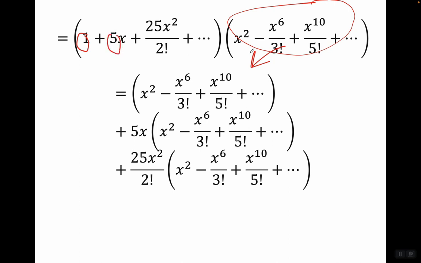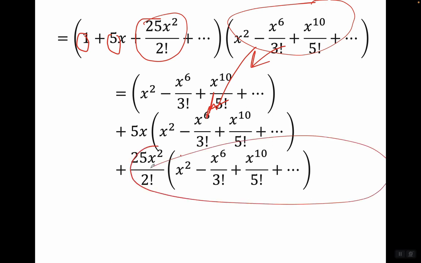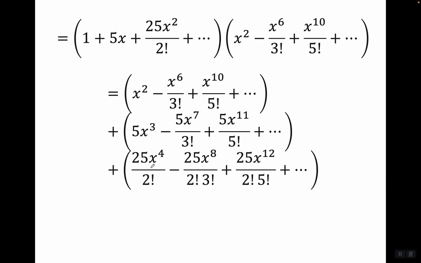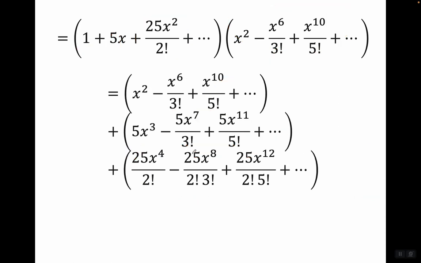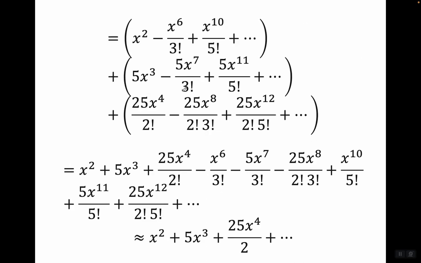Multiply the 5x by this, and you end up with 5x times that same thing. Multiply the 25x squared over 2 factorial times this, and you get 25x squared over 2 factorial times that. So now we're going to pull the 5x on the inside, multiply all of those by 5x. 25x squared over 2 times all of that. And this is what we end up with. Wow, that looks hairy. So now we just need to order the terms.